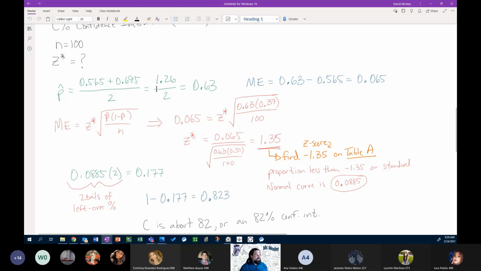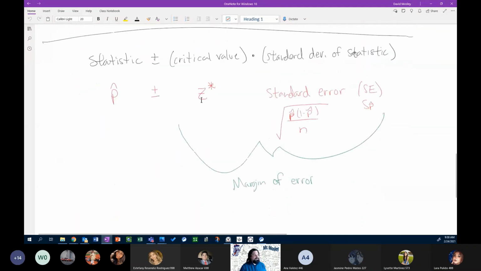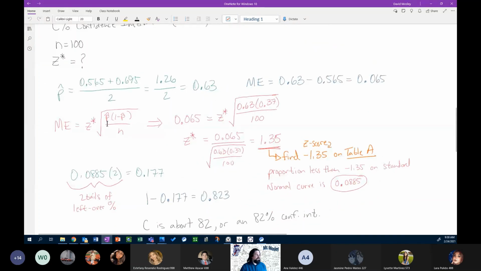That means I can use that same formula, or a variation on the formula, because in this case we're using equal instead of an inequality, less than or equal to or greater than or equal to. Because again, I know that Z star times standard error equals margin of error. I have everything I need to find standard error. I have P hat and I have N. I know what the margin of error is. I can solve for Z star. And so that's what we do here.